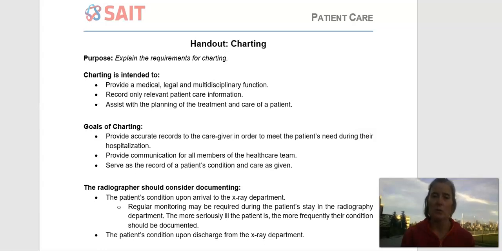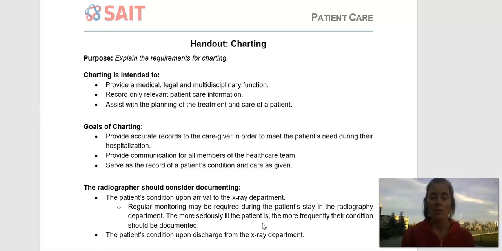It really is the centerpiece when it comes to allowing others, whether it's the lab, the respiratory therapist, or the units themselves, to know what's going on, particularly when we're talking about the different x-ray procedures and treatments. The goals of charting are to provide accurate records to the caregivers in order to meet the patient's needs while they're staying in the hospital.